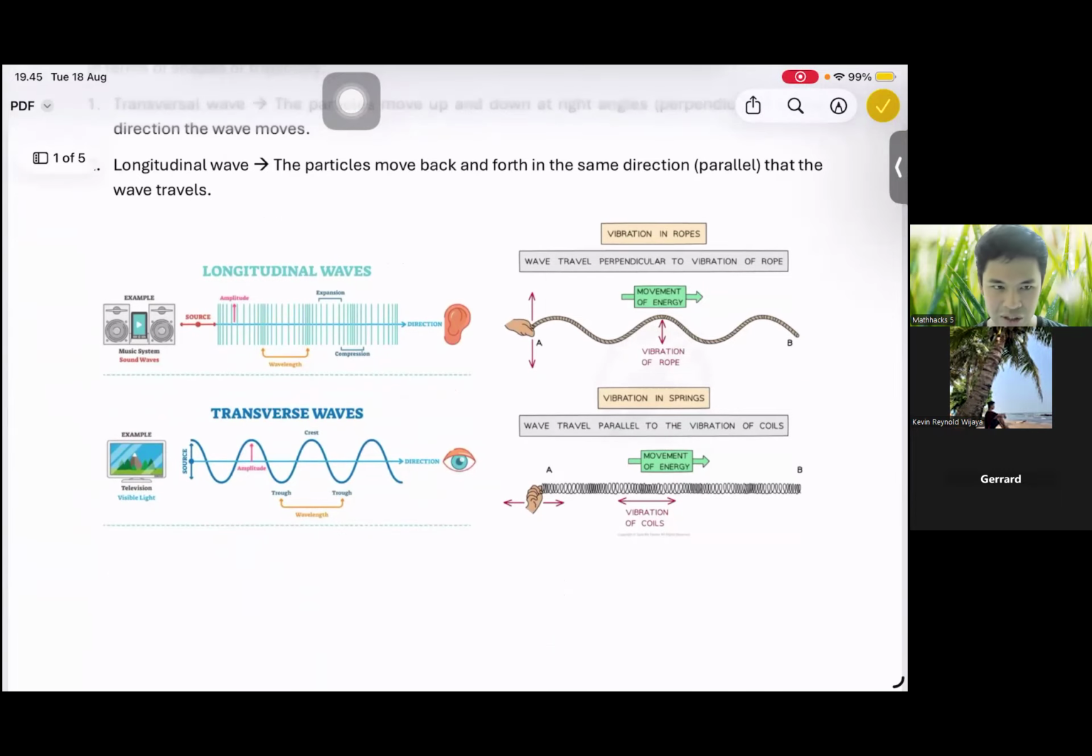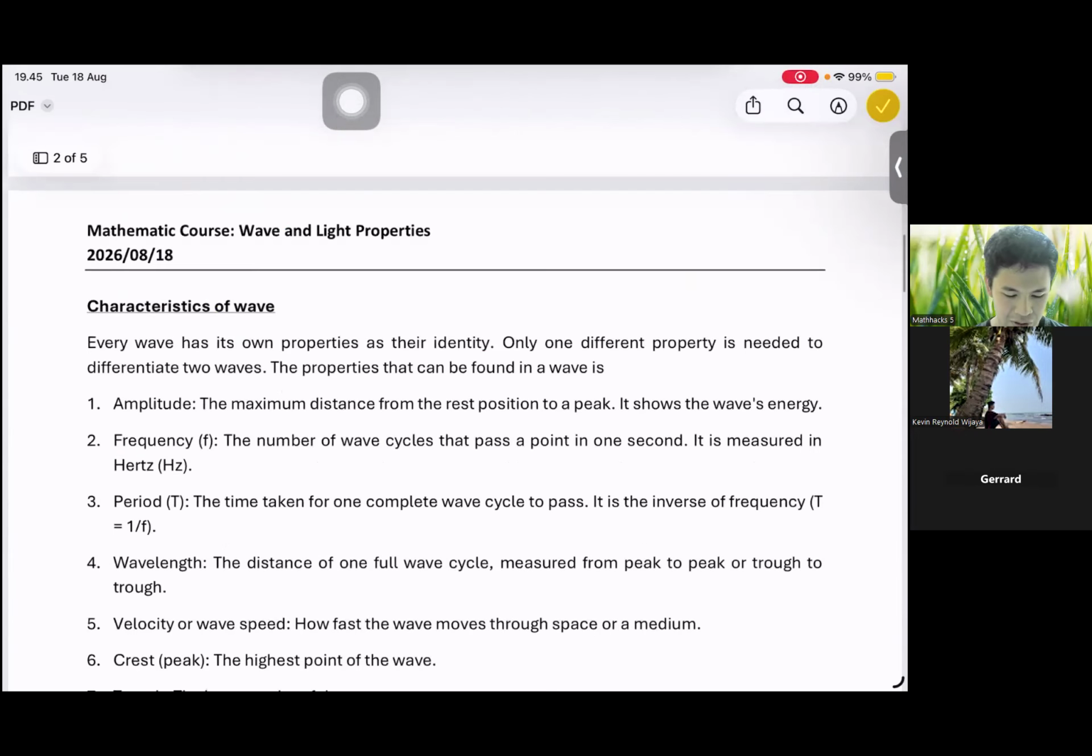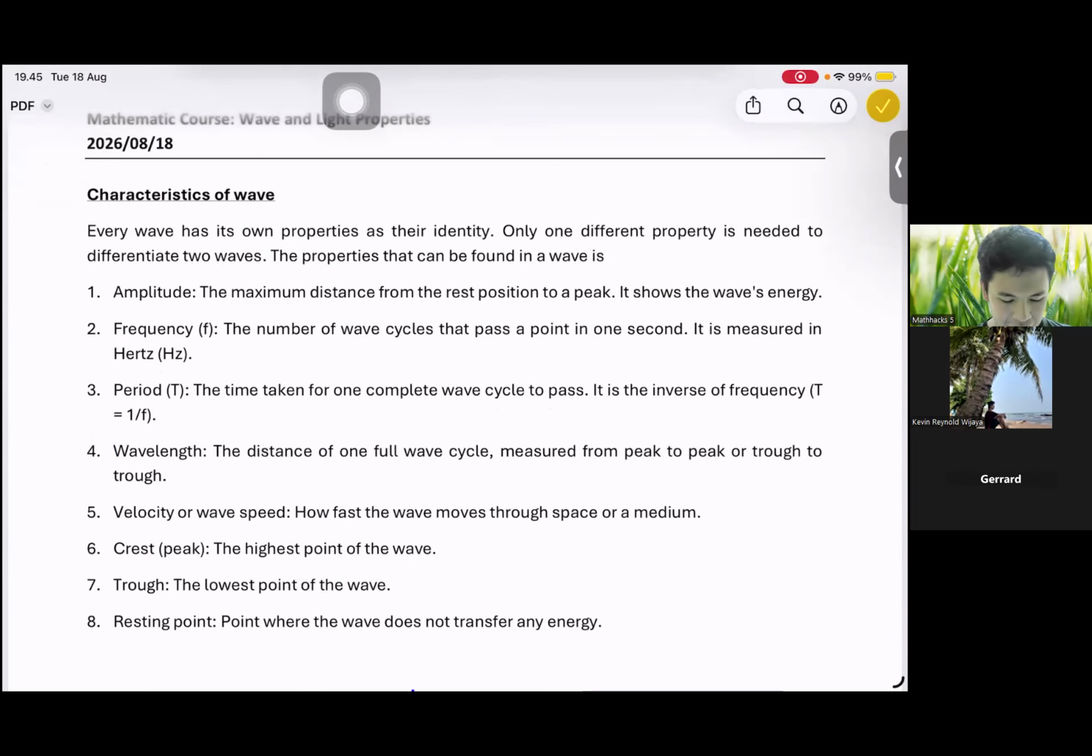This is the illustration for the transversal and longitudinal wave. Okay, let's move on. Last week we already talked about the characteristics of wave. Basically, we need to understand these characteristics of wave not only for mechanical wave, but you will also use this for light.